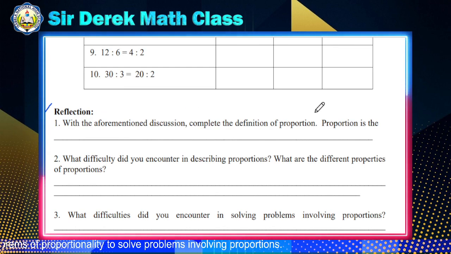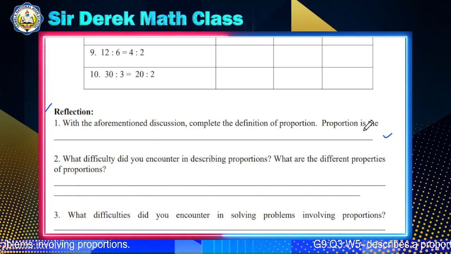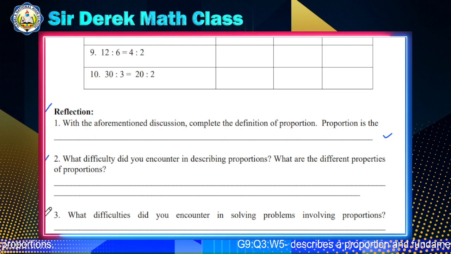Complete the definition of proportion. Proportion is the blank. Okay, so you'll give your description of what you have learned about proportion. And you read also 2, 3, and 4 to guide you in your reflections.